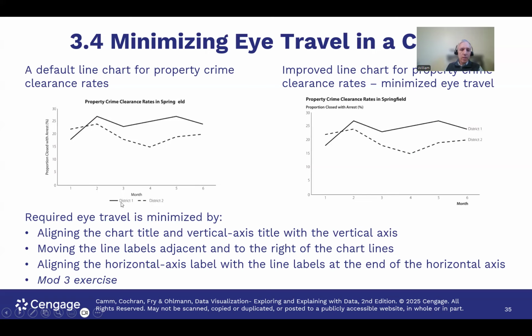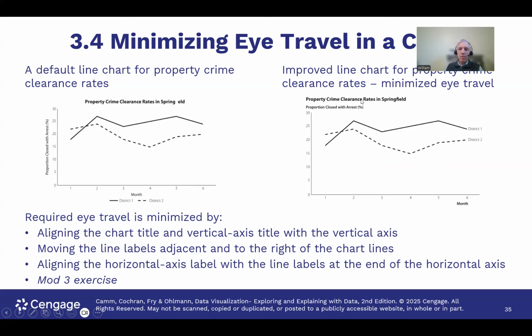Then my eye has to go down here and I say, okay, the solid line is District 1. So I come back up here and say, okay, that's District 1. Okay, the dashed line is District 2, and then come back. If I don't have to do that, if I can just look at this chart and say, okay, that's District 1, then I've minimized the eye travel, and that's a good thing. We're trying to do that.